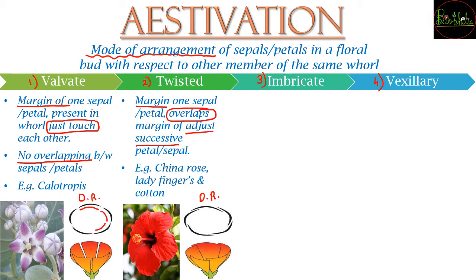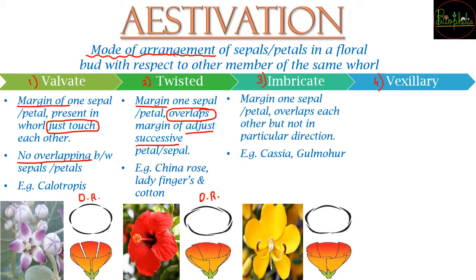राइट, वो सिर्फ टच कर रहा है, उनके बीच में गैप है. Whereas if you appreciate this second twisted diagram, वहाँ पे क्या होगा, there is going to be overlapping condition, and that overlapping is nothing but considered as a twisted aestivation. So the third one is going to be about imbricate.